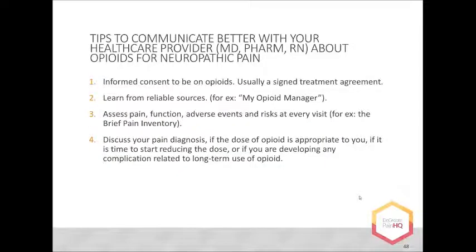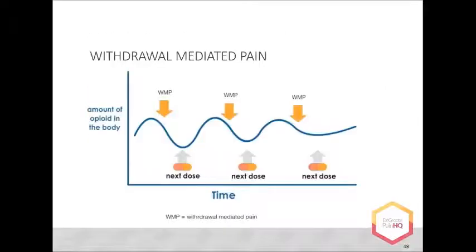Number four is you may ask your physician: what is your pain diagnosis? What is the type of pain that they are treating? Is the dose of opioid appropriate for you? Maybe it's time to start reducing the dose. You have been on a medication for a long, long time, and now it's time to start tapering to see what happens, and to check whether you are developing any of the complications related to long-term opioid use, such as opioid-induced hyperalgesia, hypogonadism, and sleep apnea, and many others.